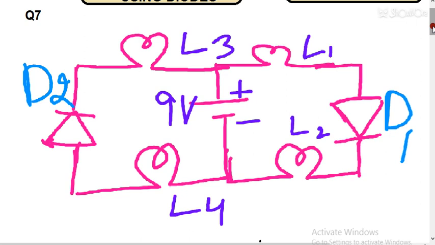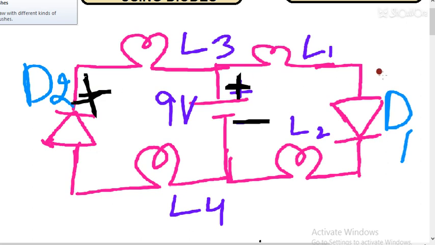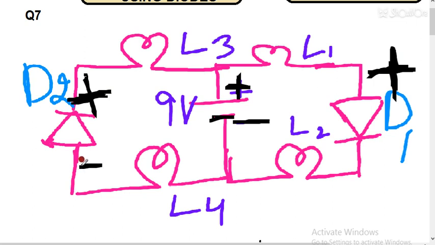Okay, now I am solving it. So students, here you can see the battery is connected. So positive voltage is this one, and this is the negative voltage. Some positive voltage will go to this terminal, and some positive voltage will also go to this terminal. Negative voltage will go here, and some negative voltage will also come here.